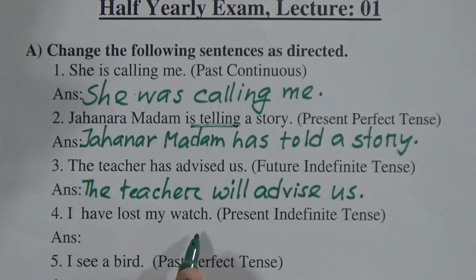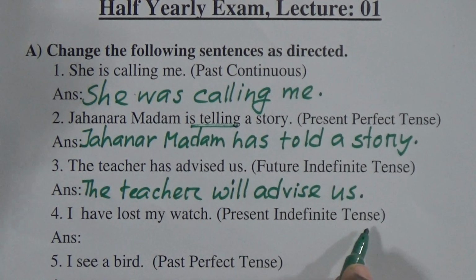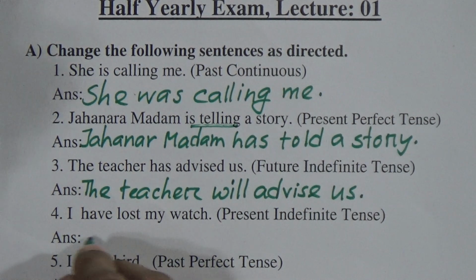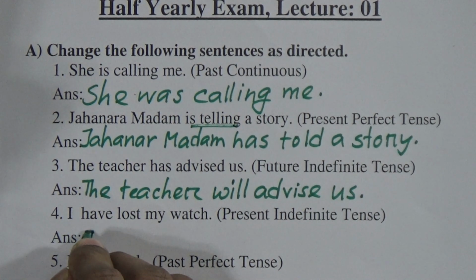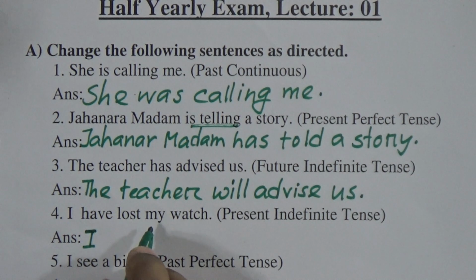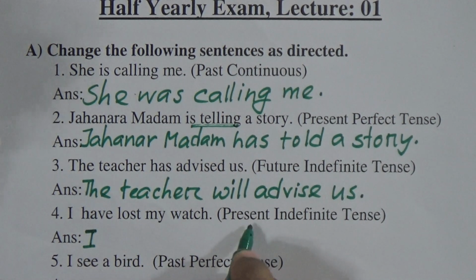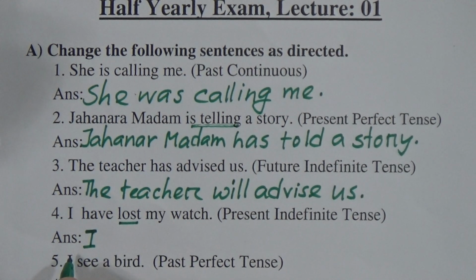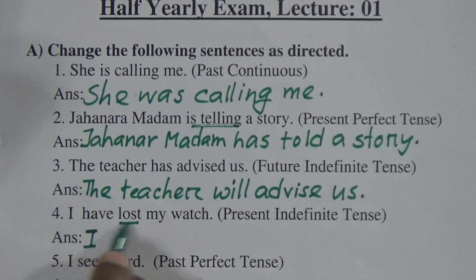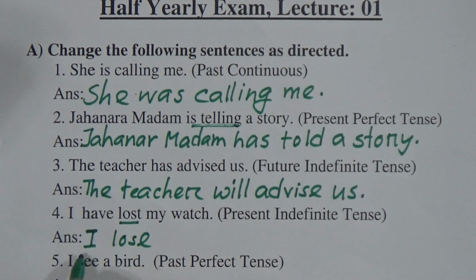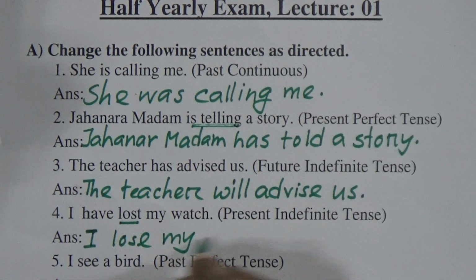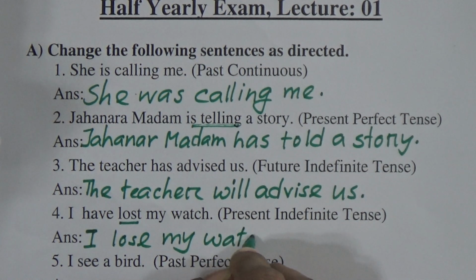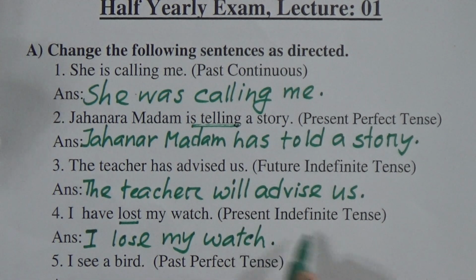Number 4. I have lost my words. You have to make it present indefinite tense. So this is the structure of present indefinite tense. After the subject, you have to use the base form of the main verb, the present form of the main verb. After the subject, what will come? The base form of the main verb. This is the main verb, this is the auxiliary verb. So in present indefinite tense, we put the base form of the main verb. Lost is the present form. I lost my words. Okay. I lost my words. Present indefinite tense.